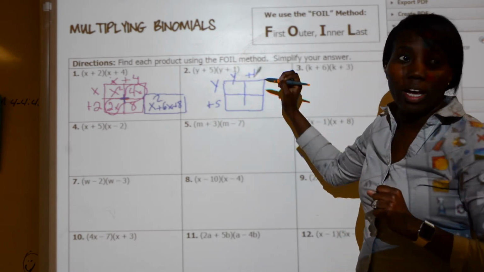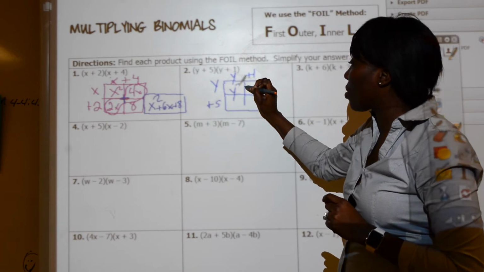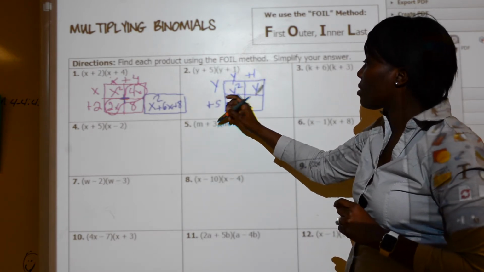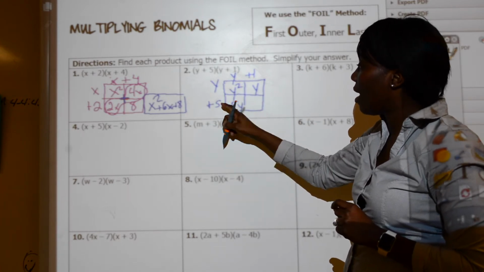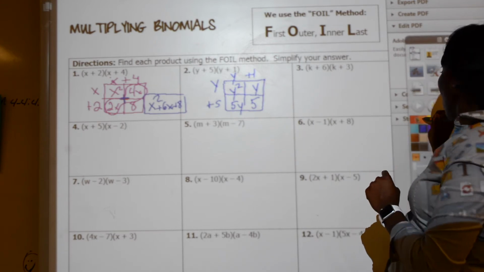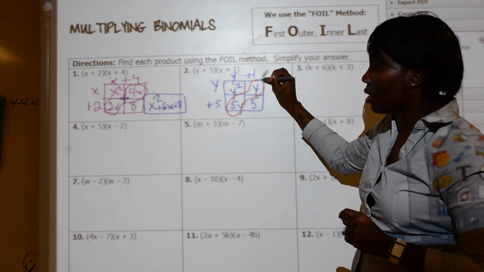Y plus 1 right here. And we multiply y times y, we get y squared. Y times 1, we get y. Y times 5, down here is 5y. And 5 times 1 is a positive 5. We collect our like terms.